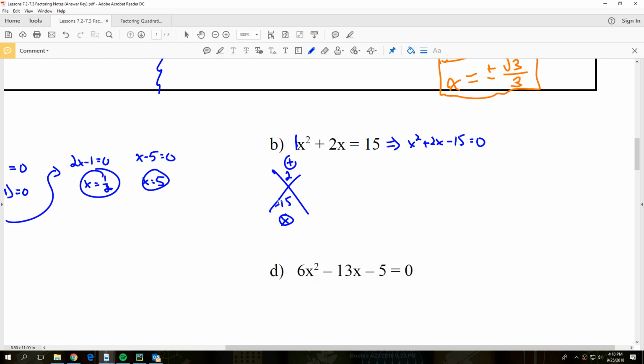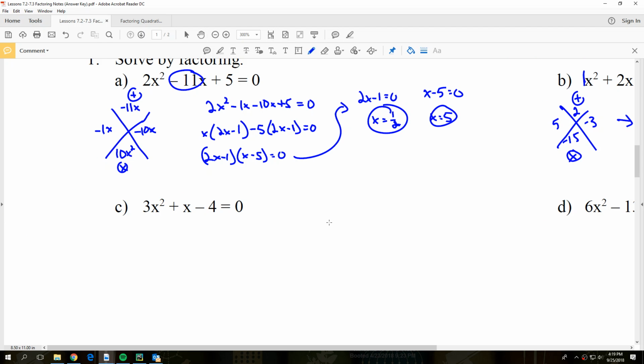So what two numbers multiply to negative 15 and add to 2? That should be positive 5 and negative 3. Because a is 1 in this case, I can go straight to my factors, which are x plus 5 and x minus 3 is equal to 0. Now I'm going to separate both of these. So here I have x plus 5 is equal to 0, and x minus 3 is equal to 0. And so x is equal to negative 5, and x is equal to 3. There you go. All right, C.